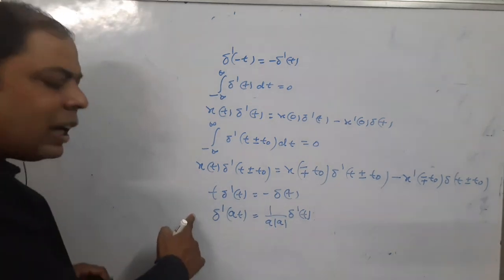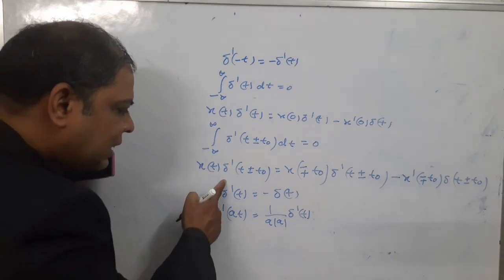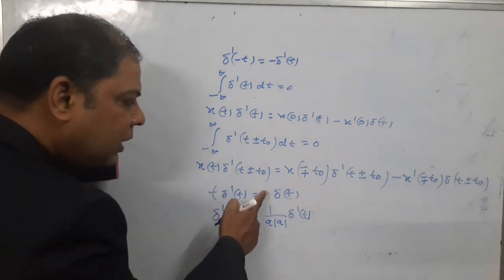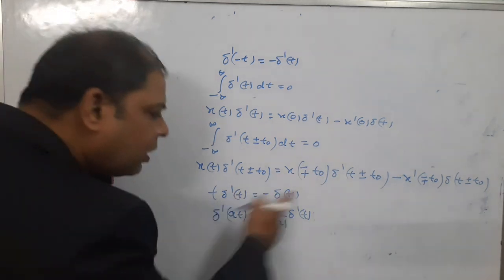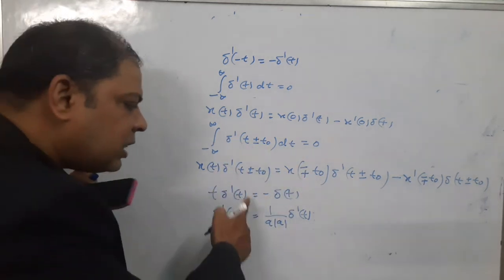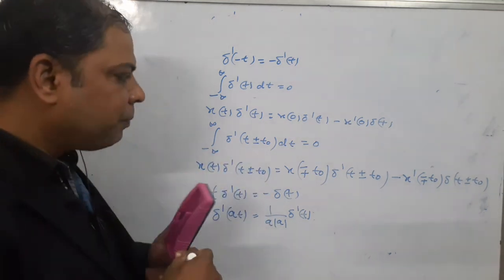Now इसमें भी शिफ्टिंग लगा सकते हो, यानी कि t del dash t minus t0 is equal to minus del t minus t0. समझ में आ रहा है कि नहीं? इसमें भी शिफ्टिंग लगा सकते हो, t del dash t minus t0 is equal to minus of del t minus t0. अंडरस्टूड? समझ में आ गया?